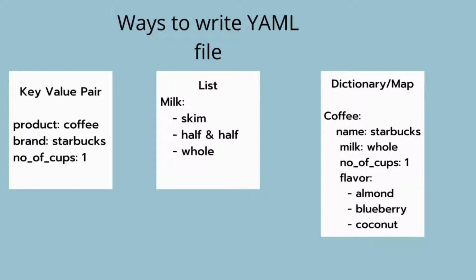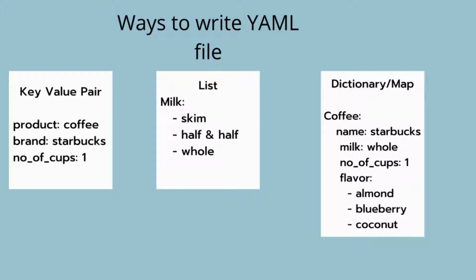You can write the YAML file in another way called a list, which in simple terms is nothing but an array. If you have used arrays in Unix, Java, or any other programming language, in a similar way you can write an array or a list in a YAML file. In this case, we have a list called milk, and it has the values skim, half and half, and whole.